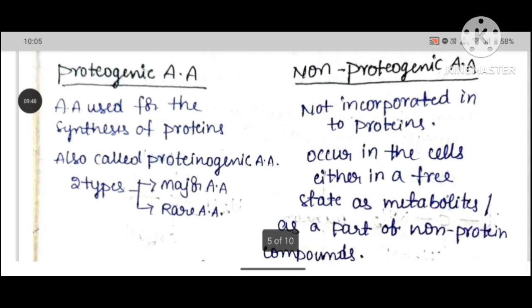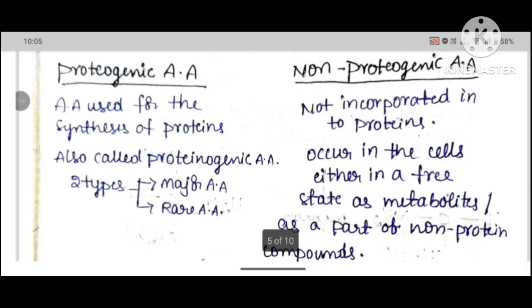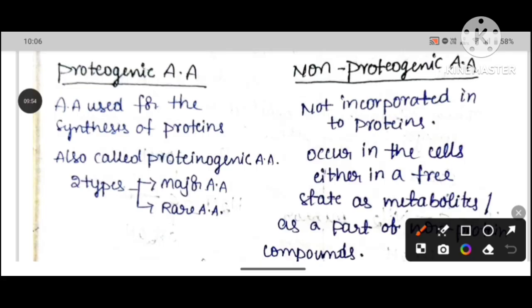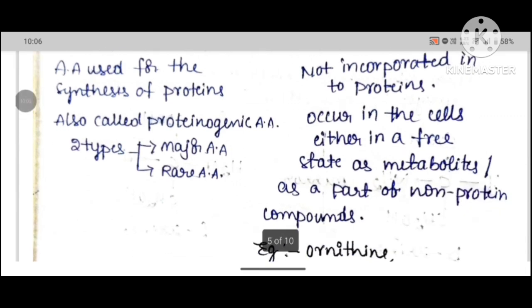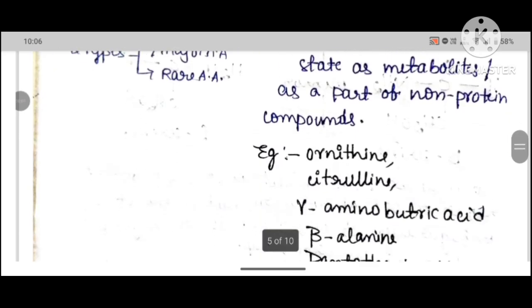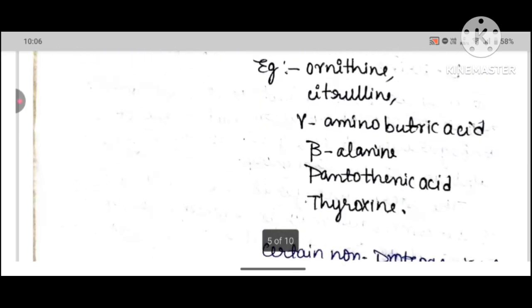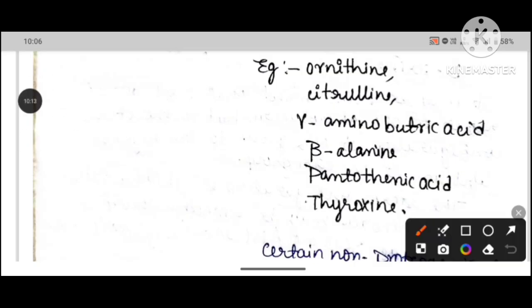The second category is non-proteogenic amino acids. These amino acids are not incorporated into proteins. They occur in the cells either in free state or as metabolites, as a part of non-protein compounds. The examples will be ornithine, citrulline, gamma aminobutyric acid, beta alanine, pantothenic acid, and thyroxine.